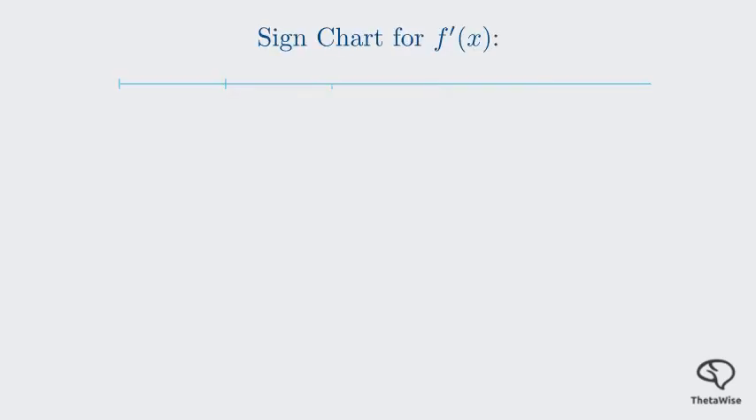Let's create a sign chart for the first derivative. We only need to consider the domain, which starts at negative 3. We place our critical points, negative 3 and negative 2, on a number line. This creates 2 intervals within our domain. Let's test a value in each interval.